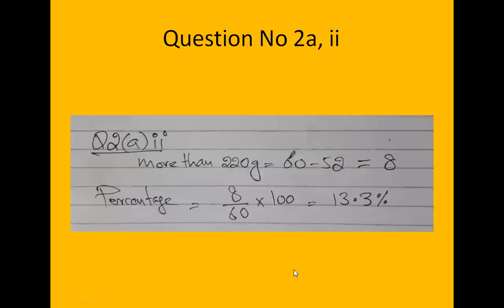So here that number is represented in the percentage. 13.3% of potatoes have mass more than 220 gram. This is how you do this part.